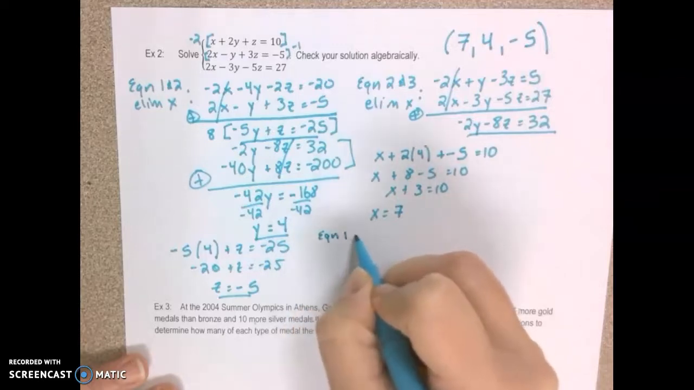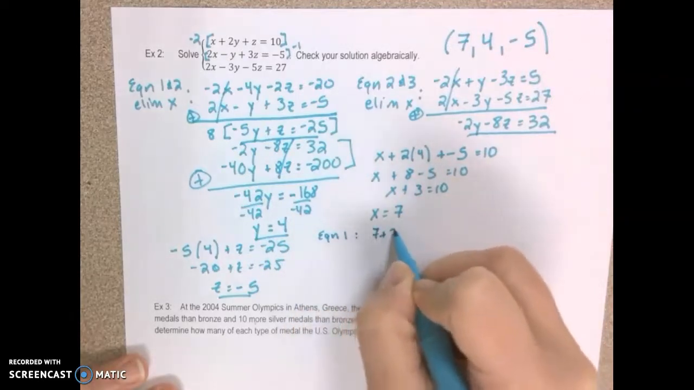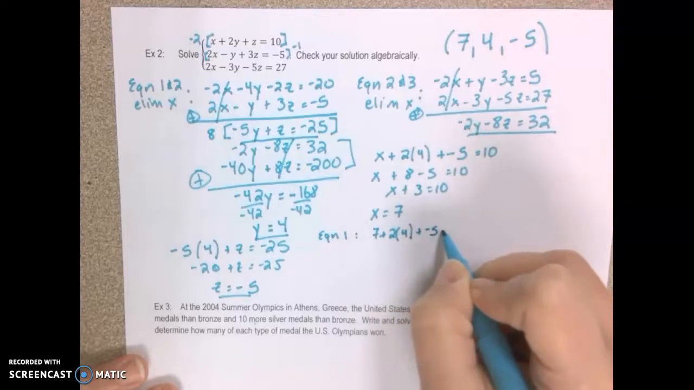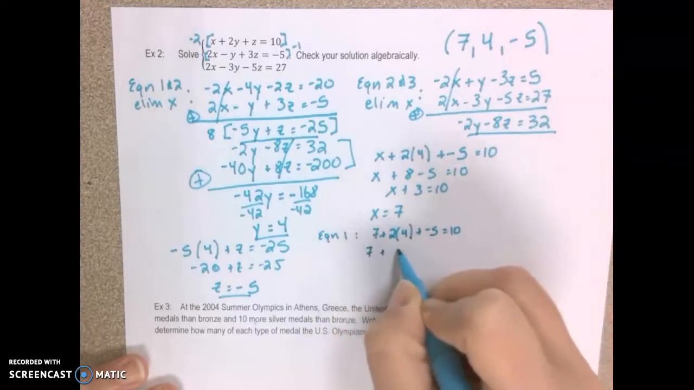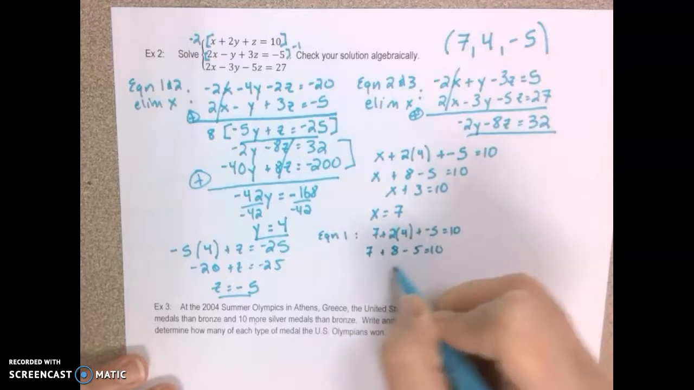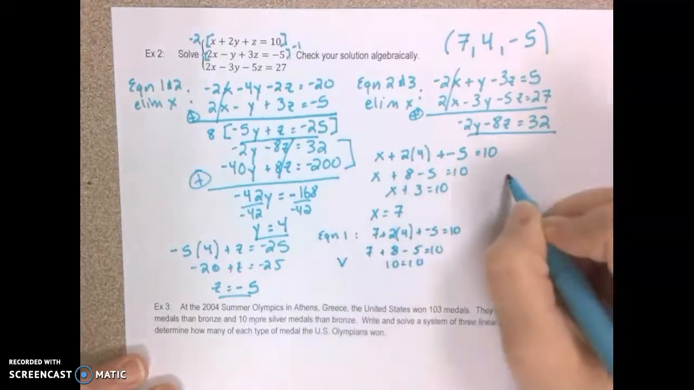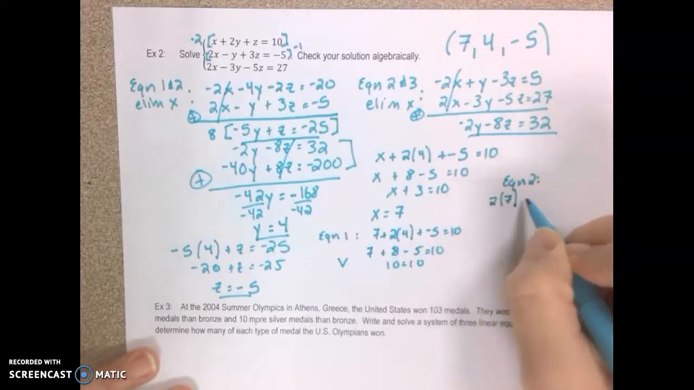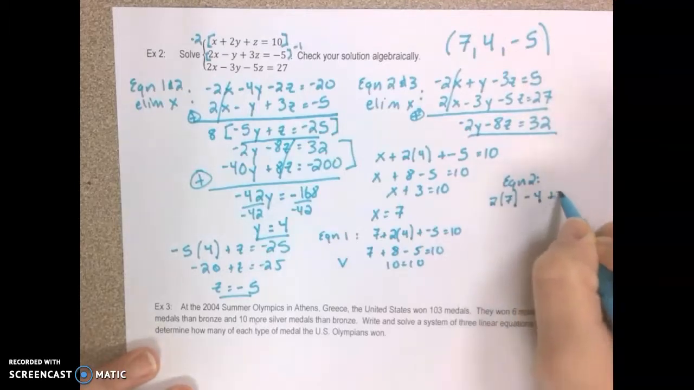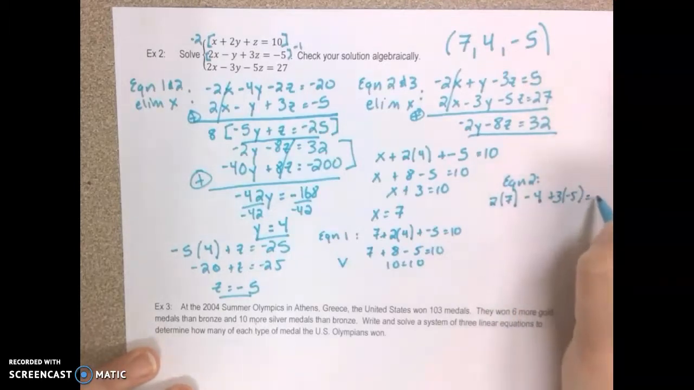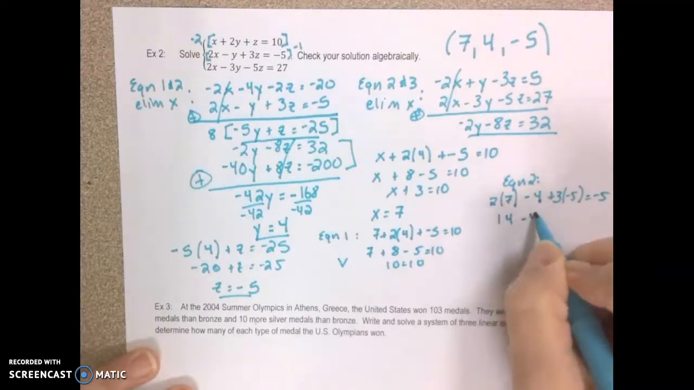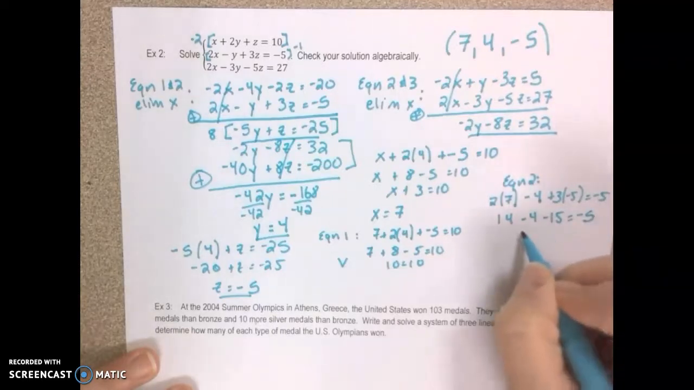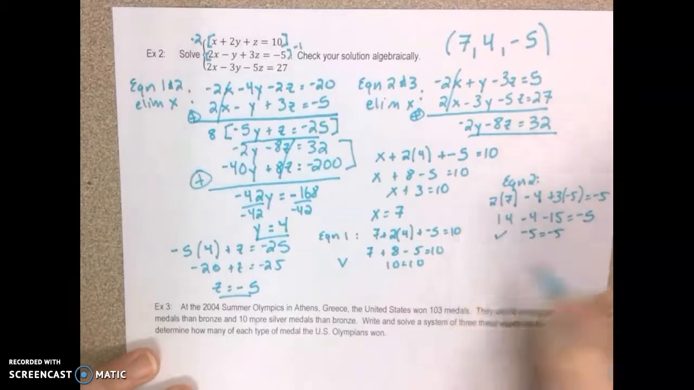So equation 1 would be x is 7, plus 2 times y is 4, plus z is negative 5, equals 10. So that's 7 plus 8 minus 5 equals 10. 10 equals 10, so that checked. Equation 2 is 2 times x, which is 7, minus y, which is 4, plus 3 times z is negative 5 equals negative 5. 14 minus 4 minus 15 equals negative 5. 10 minus 15 is negative 5, so that one also checks.